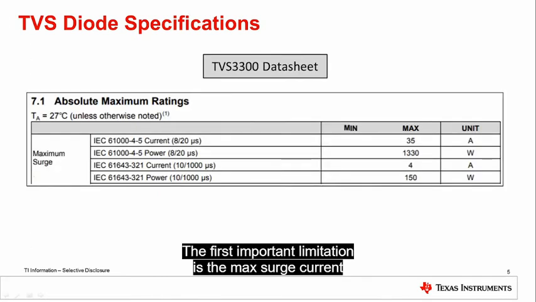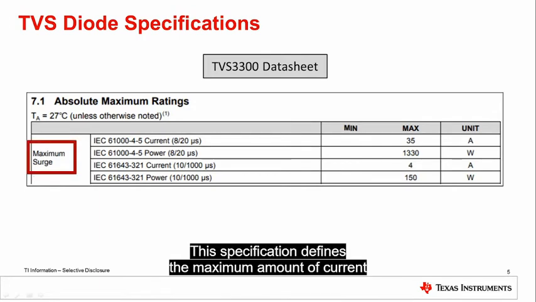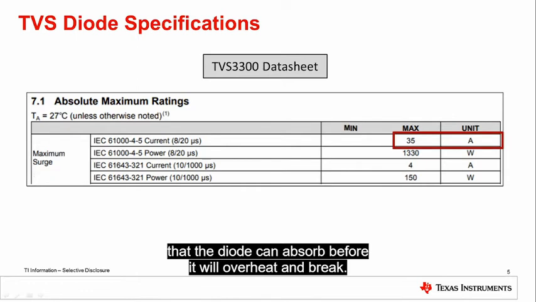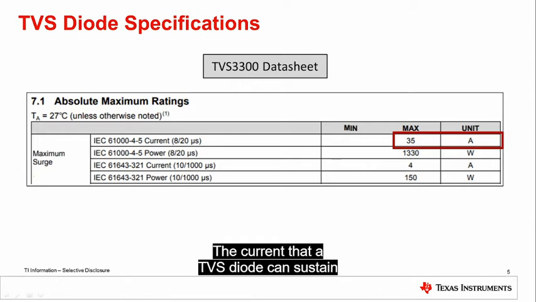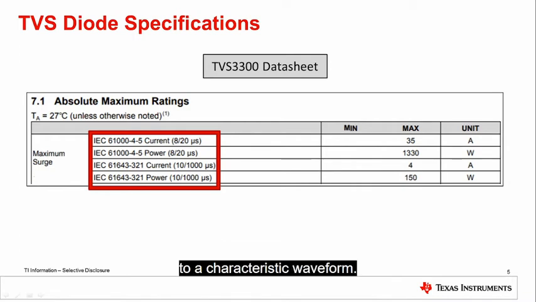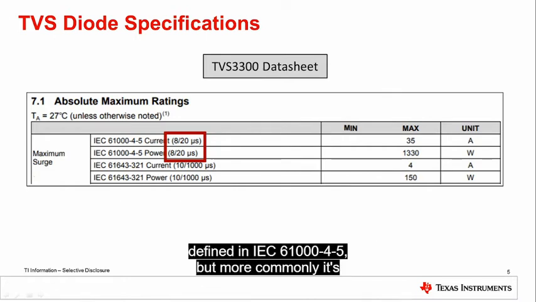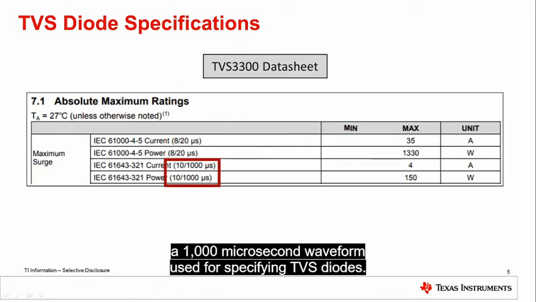The first important limitation is the max surge current, or IPP. This specification defines the maximum amount of current that the diode can absorb before it will overheat and break. The current that a TVS diode can sustain depends on the length of the current pulse, so IPP is always defined in reference to a characteristic waveform. Sometimes this reference waveform is the 20 microsecond waveform defined in IEC 61000-4-5, but more commonly it's a 1000 microsecond waveform used for specifying TVS diodes.